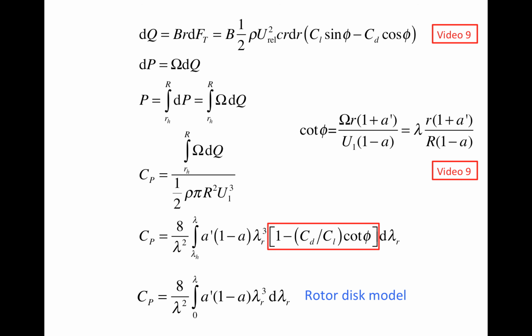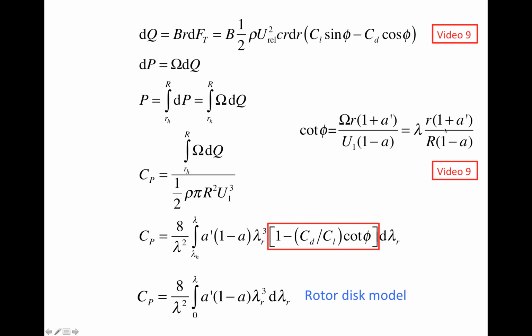And it also depends upon cotangent phi. If CD is not 0, if the drag coefficient has a finite value, then the entire thing in the red box depends upon cotangent phi. Phi is the angle of the relative wind with respect to the rotor plane. Back in video 9, we have an expression for tangent phi. Cotangent phi is just the inverse of tangent phi, and we have an expression for cotangent phi too. And this expression can be converted into the tip speed ratio lambda.